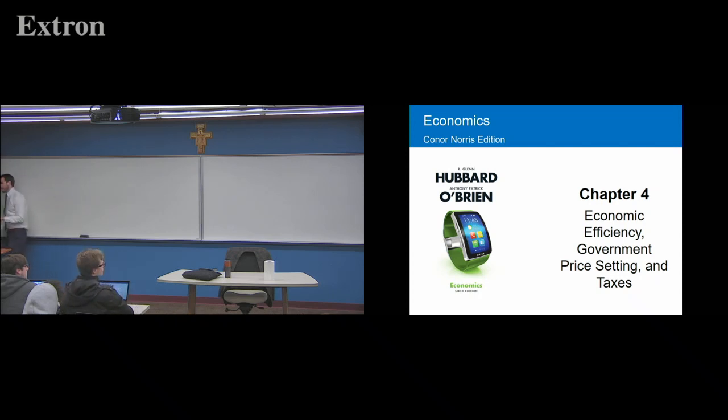The next chapter, we're talking about economic efficiency, government price setting, and taxes. So we'll be working with supply and demand like we did the past 2 chapters, looking at different situations in supply and demand, and the effects of different policies.